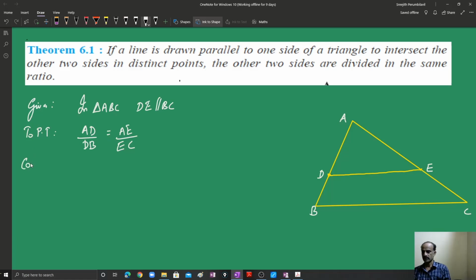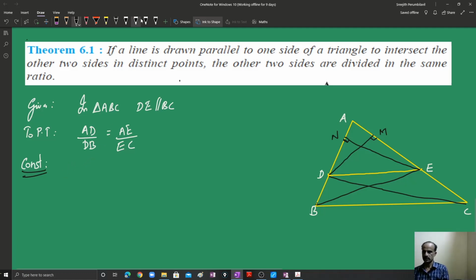Now, like any theorem, we will go for construction. This is what we are going to construct here. First I will draw a line perpendicular. Similarly from here also I will draw a line perpendicular. We can name them DM and EN. Also I am going to join these two. B is joined to E, and similarly this is joined. So the construction is drawn.